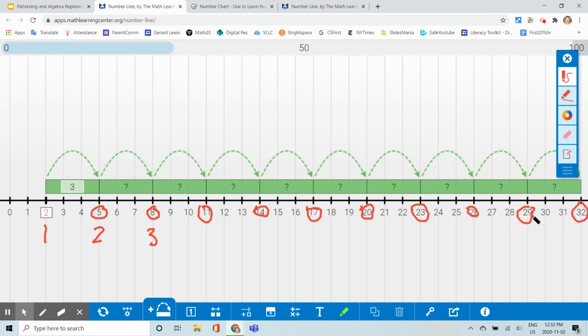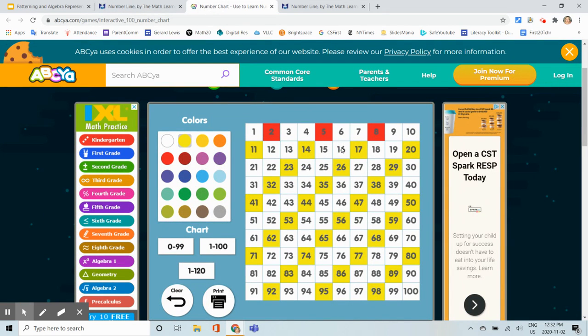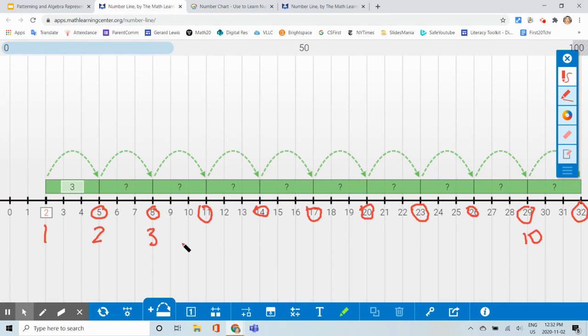Just for giggles, let's see if term 10 was 29 when we also look at our 100 chart. So if that was my term 10, let's go back to the 100 chart and see 1, 2, 3, 4, 5, 6, 7, 8, 9, 10. I had the number 29. That is in fact correct. So we could look at it on the 100 chart. We can also look at it on a number line, and we can see what is happening with our pattern on a number line. These are just 2 different ways of looking at it, but it helps us to understand what is happening in our patterns.